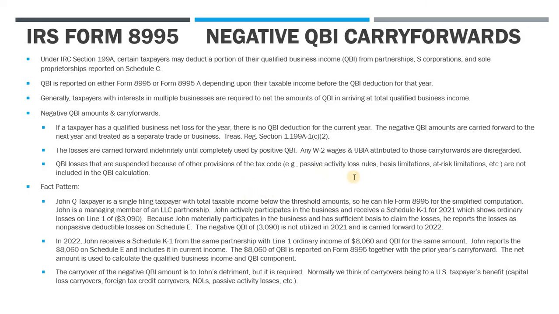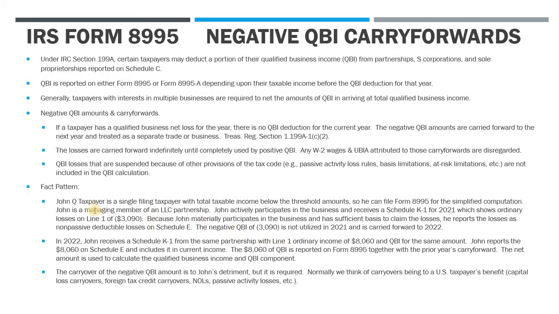In our example here, this is probably as simple as it's going to get. We're not going to have any of these issues with passive loss suspensions or basis issues. We're not going to have multiple businesses with complicated netting. We're just trying to illustrate how this might happen in practice, and why it's so important to pay attention to it, because it really can impact your future taxable income if you forget to account for these carryovers.